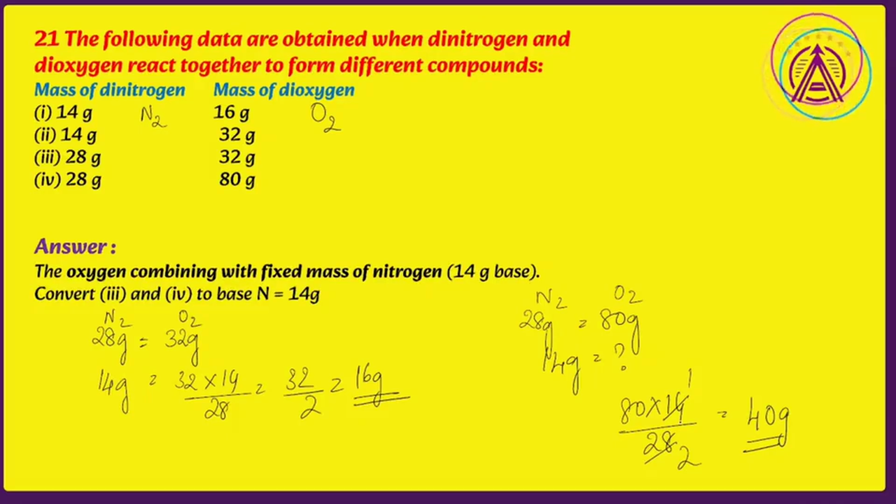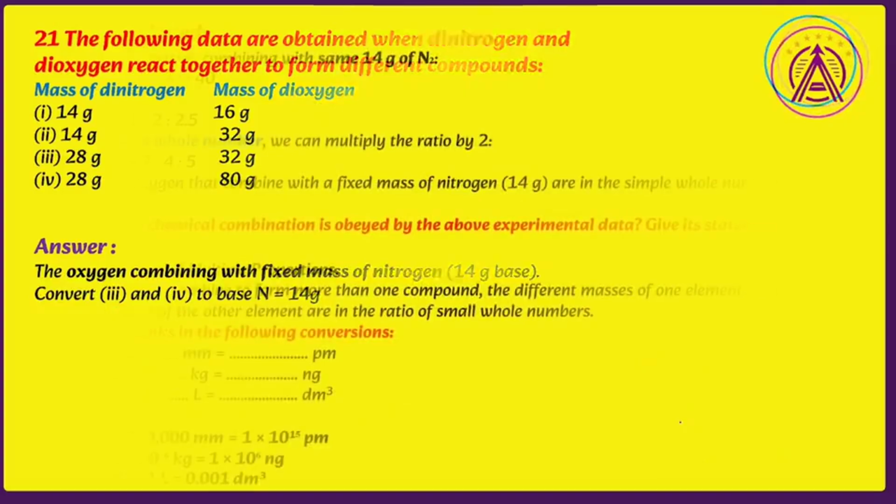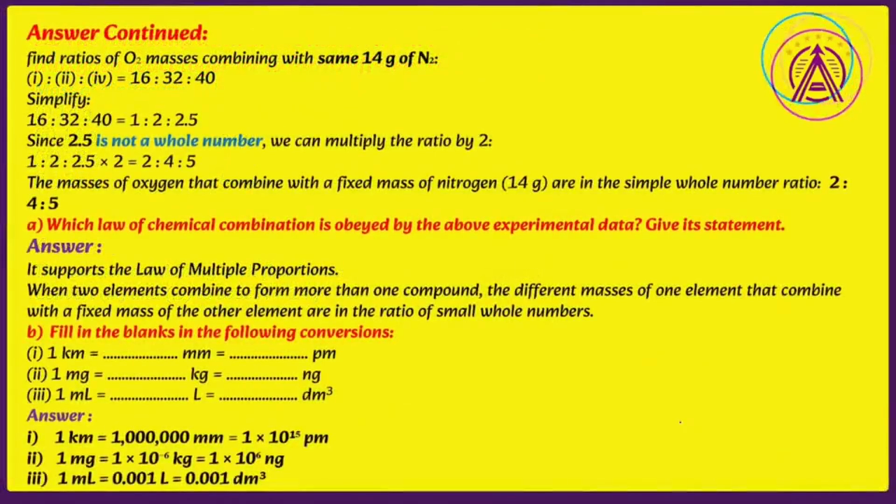Let's just again see the explanation of this answer in the next slide. First you need to find the ratio of oxygen. In the 1, 2 and 4 case, you have the combining mass of nitrogen the same, which is 14 grams, with 16 grams, 32 grams and 40 grams of oxygen. If you simplify the ratio, you get 1 is to 2 is to 2.5. Since 2.5 is not a whole number, we convert it to a whole number ratio. So now you get the ratio as 2 is to 4 is to 5.